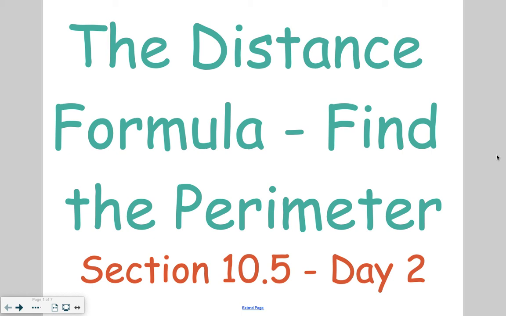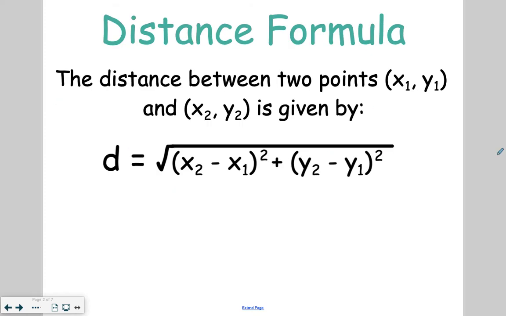Hello class, and welcome to day 2 of section 10.5, where we are going to use the distance formula to help us find the perimeter of shapes. So again, quick refresher, the distance formula that we can find between 2 points is distance is equal to the square root of x2 minus x1 squared plus y2 minus y1 squared.